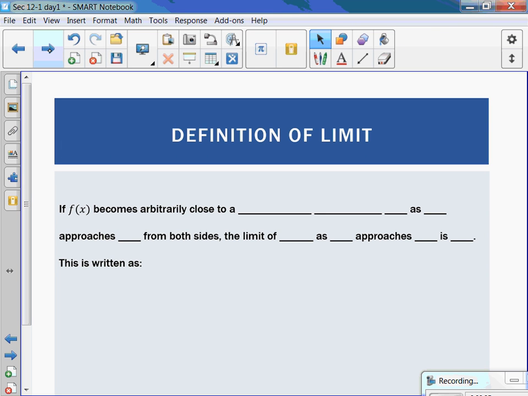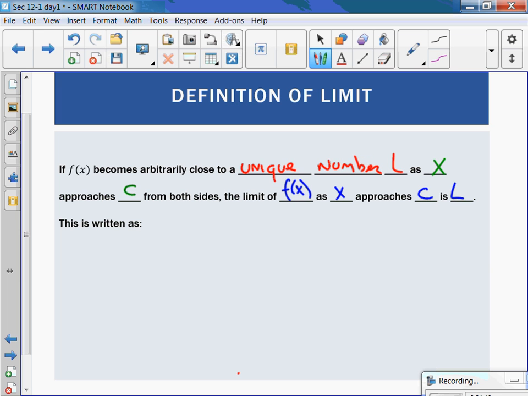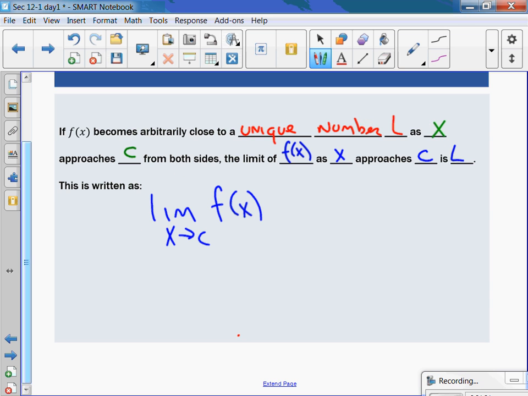So here, if f of x becomes arbitrarily close to a unique number, which we'll call capital L, as x approaches some number c from both sides, we then say the limit of f of x as x approaches c is L. And this is written as, again, the limit of f of x as x approaches c is equal to L when this condition happens.